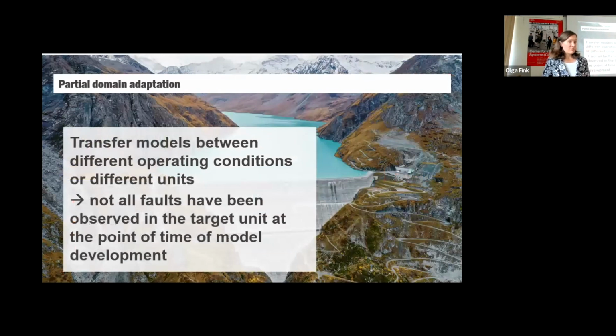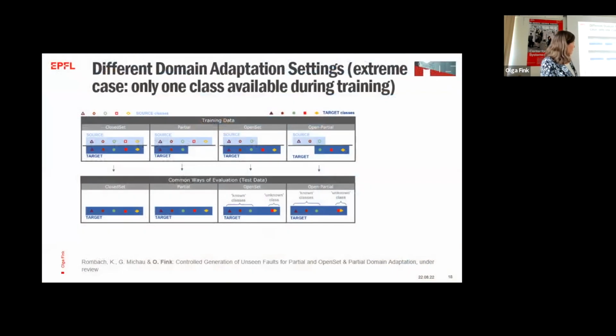This performed rather well, but this is rather a non-realistic setup under real conditions, since typically if we are taking a new unit into operation, what we may have available is just healthy data and not all this full data on the target unit that we haven't observed yet. And this is what actually is also referred to as partial domain adaptation. So this is the first part here.